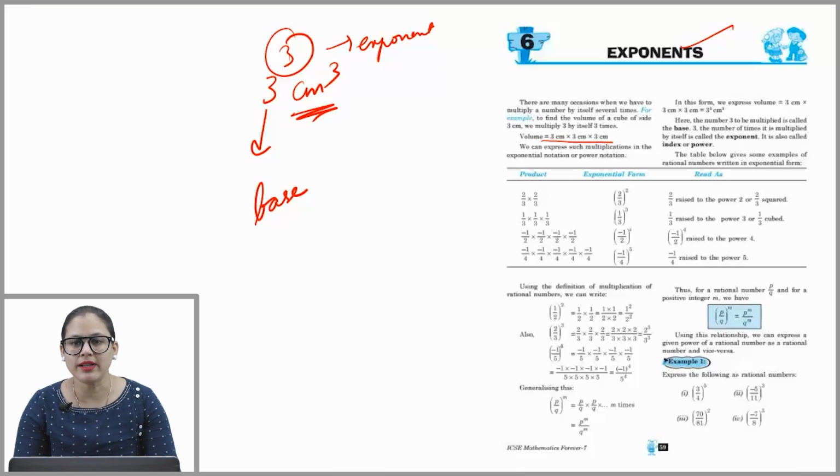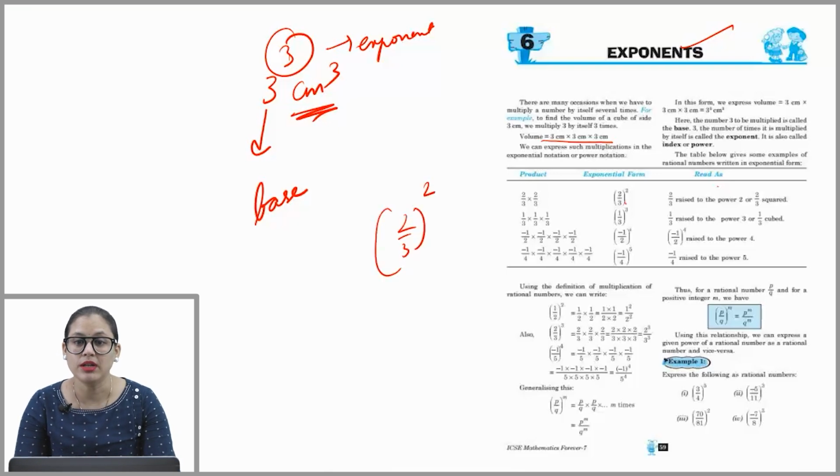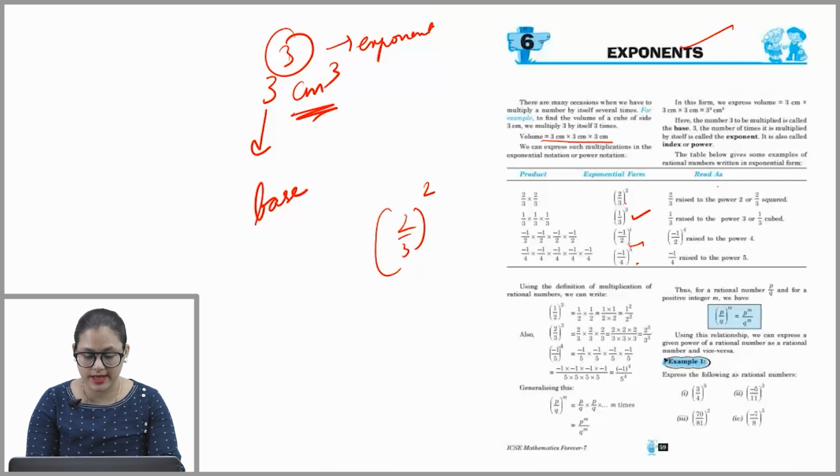The table below gives some examples of how rational numbers are written in exponential form. See, this is the product and the exponential form, and we read it as 2 by 3 raised to the power 2, or 2 by 3 squared. 1 by 3, how do we read it? 1 by 3 raised to the power 3, or 1 by 3 cubed. This is minus 1 by 2 raised to the power 4, and this is minus 1 by 4 raised to the power 5.